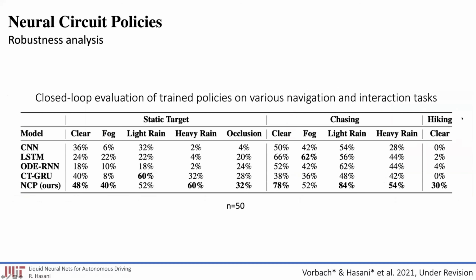For example, there is a task called hiking that has a long time horizon, and this task was not being achieved properly by any of these systems. We see that 30% of the time, this system that is 100% trained offline, with no online interactions, actually performed pretty well compared to the other models in different conditions like heavy rain, fog, and occlusion.